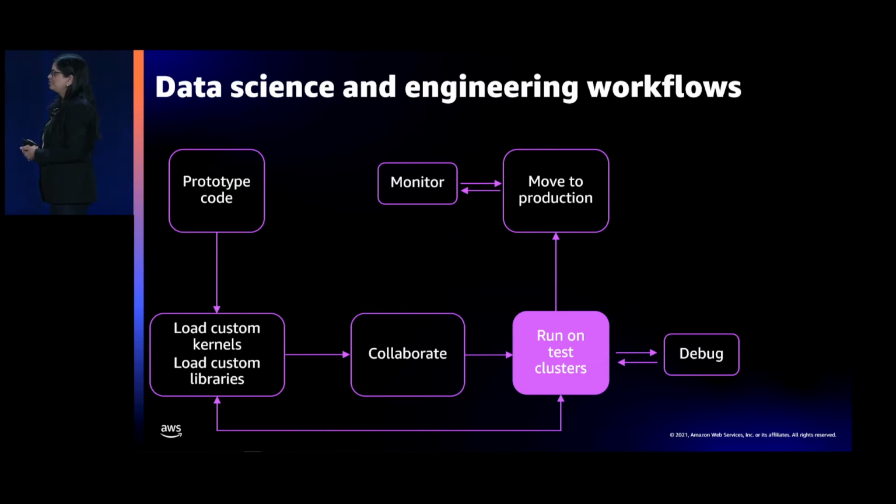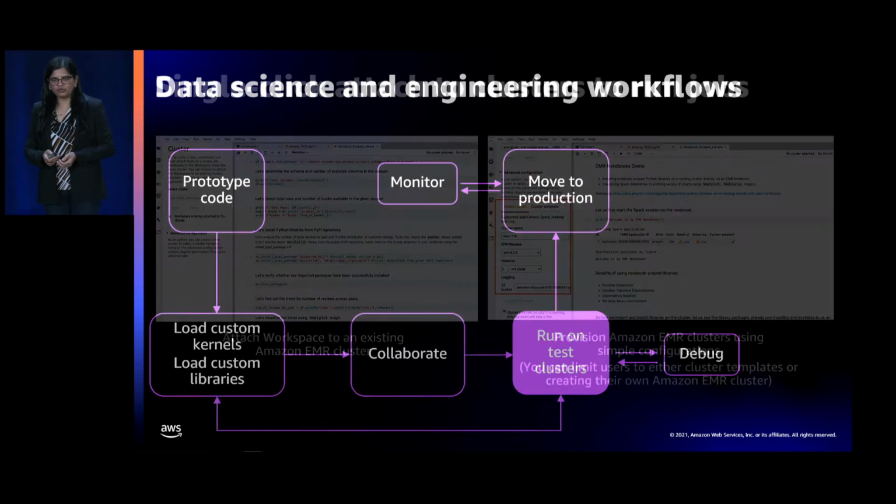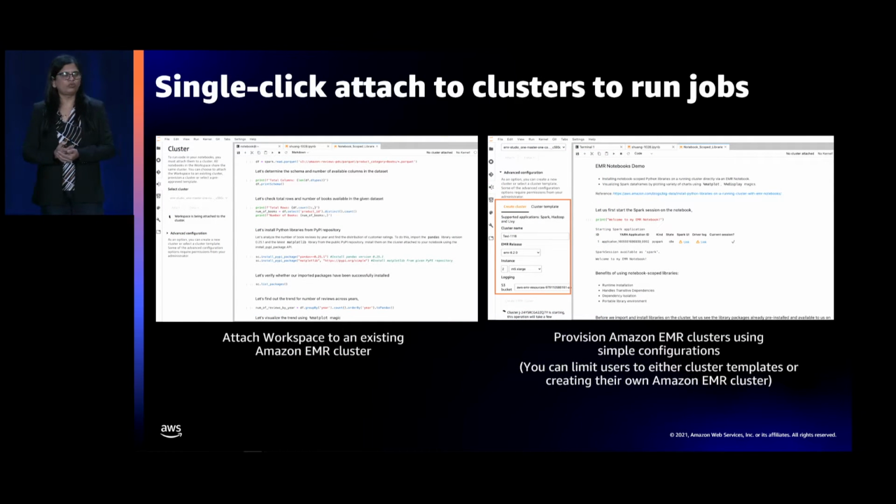So once your Git repo has your notebooks, you want to run your notebooks on a small cluster to test them out and see how they work. And when you do that activity, you will want to make sure that you have the ability to debug should something go wrong, right? So with a single click, you can attach your workspace to the cluster to run the jobs. And we provide you with several options here. First, you can attach the workspace to an existing EMR cluster. And then once you start running, you have the ability to debug your applications very easily.